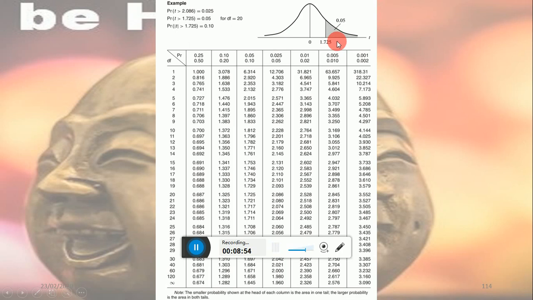Now here is what is going to happen. Notice the note below. They said the smaller probability shown at the head of each column, the numbers you see at the top of each column there, is the area in one tail. That is like what you see there. The larger probability is the area on both tails. Okay, so let's come here at 5%, for example, where you have 20 degrees of freedom. Here is your 20, and here is your 5% there, and this is the number.